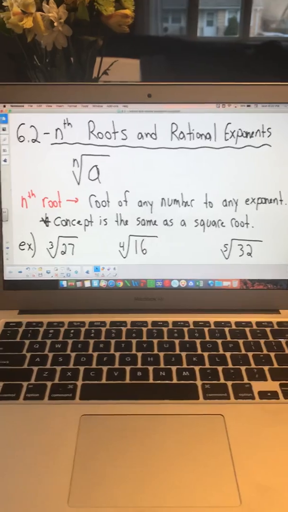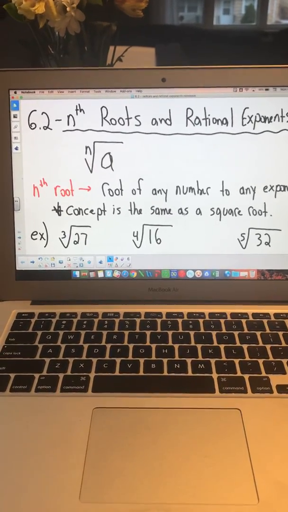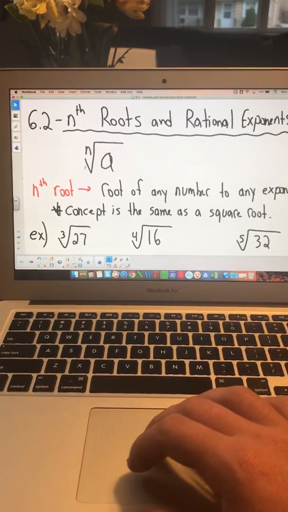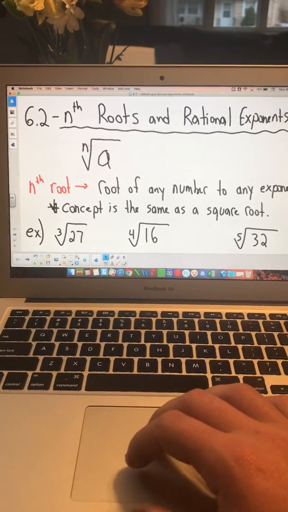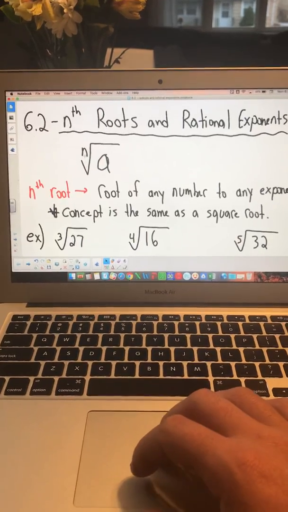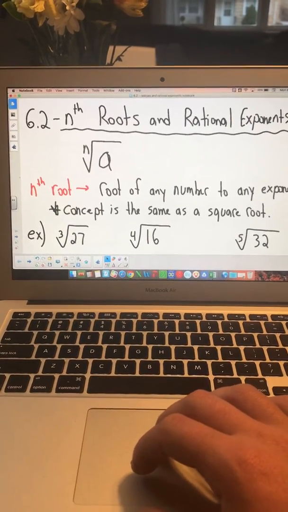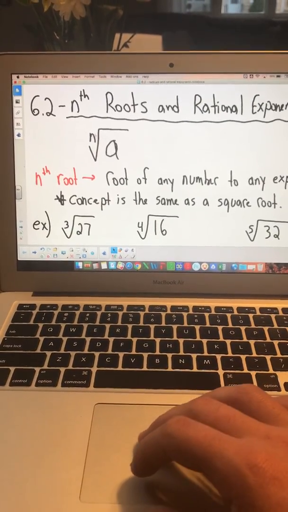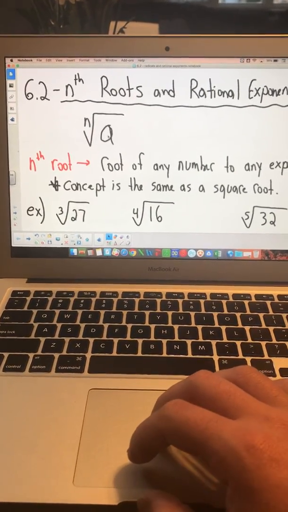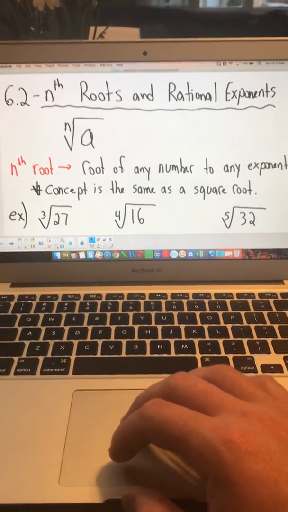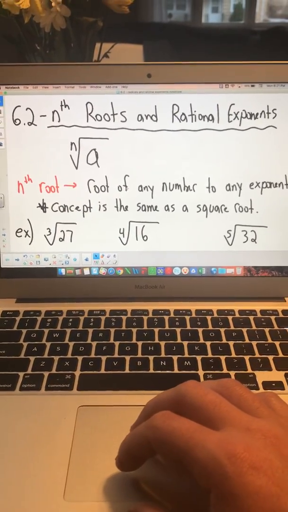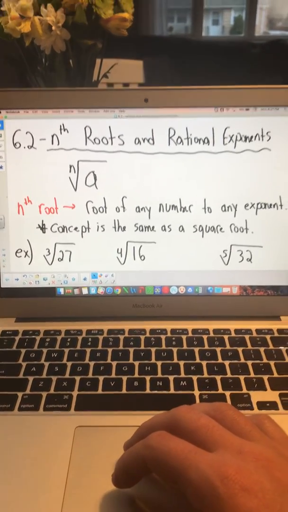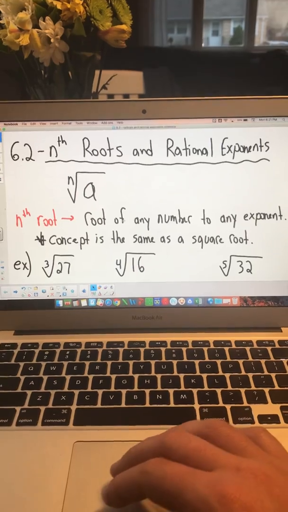So 6.2, nth roots and rational exponents. Basically, we're going to take something more than just a square root, and we can have any root that we want outside of the radical, as long as a number, which is going to be in place of n, is in front. The number inside is the number that we're taking the root of. So the nth root of any number is the root of any number to any exponent, and the concept is the same as square root.